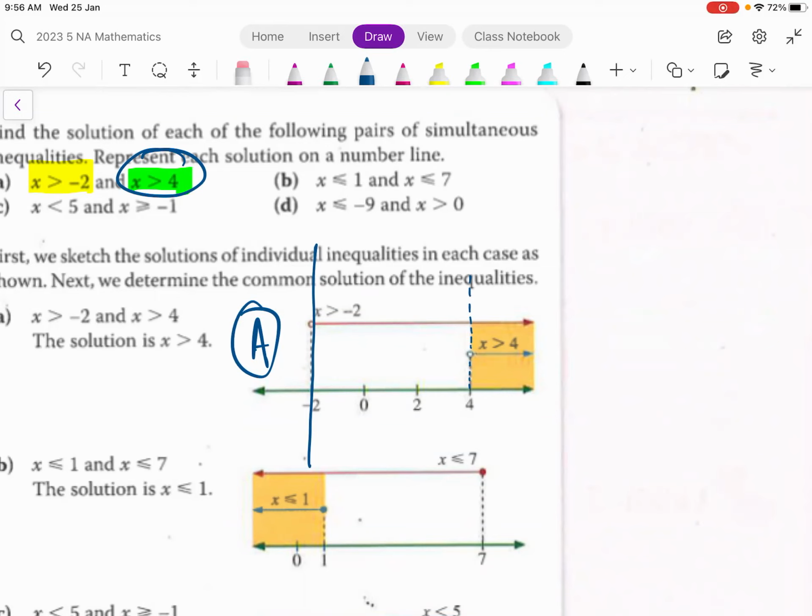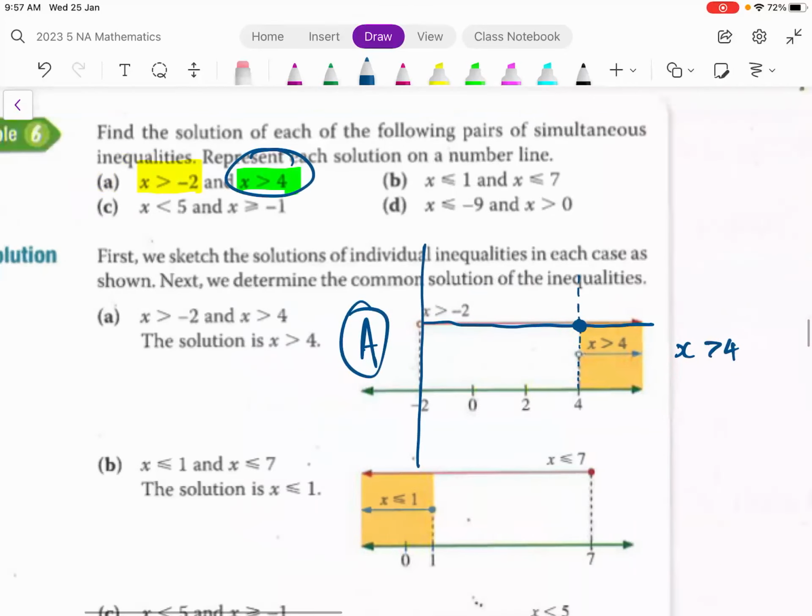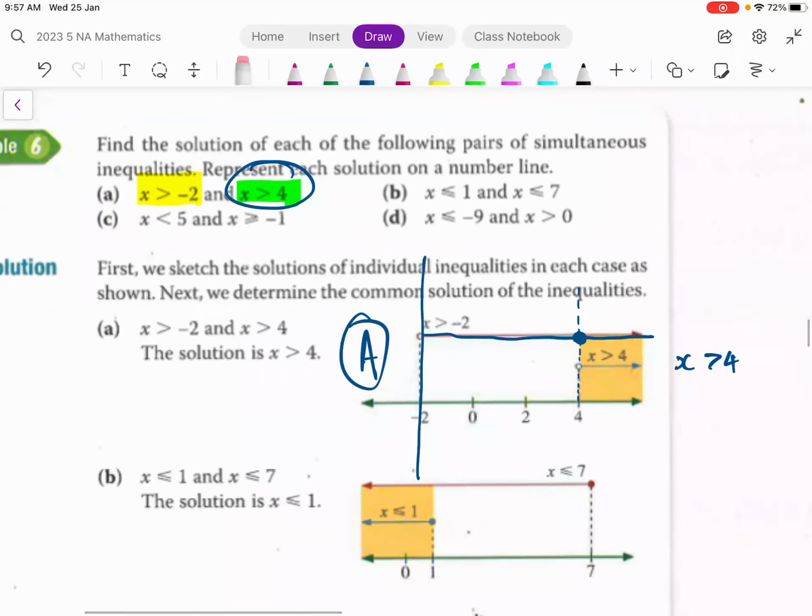Even though the red arrow tells you, hey, you can include the 4, the other one says cannot. So at the same time means cannot. Okay, so the answer, very simple, x greater than 4. That's the answer. It's just like that. Okay, and let's take a look at part B.